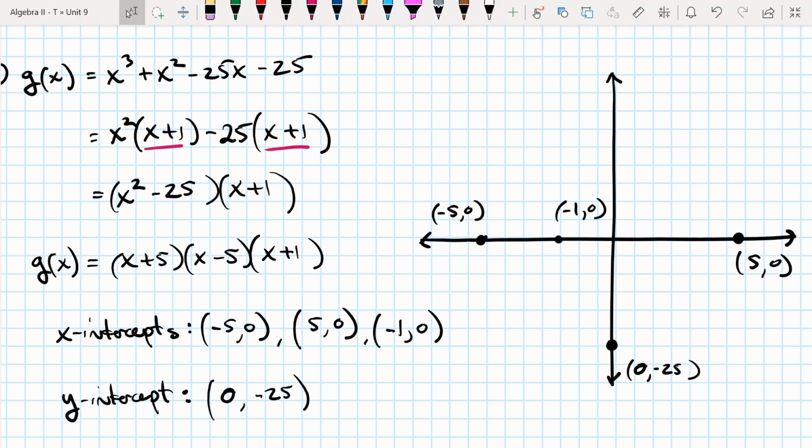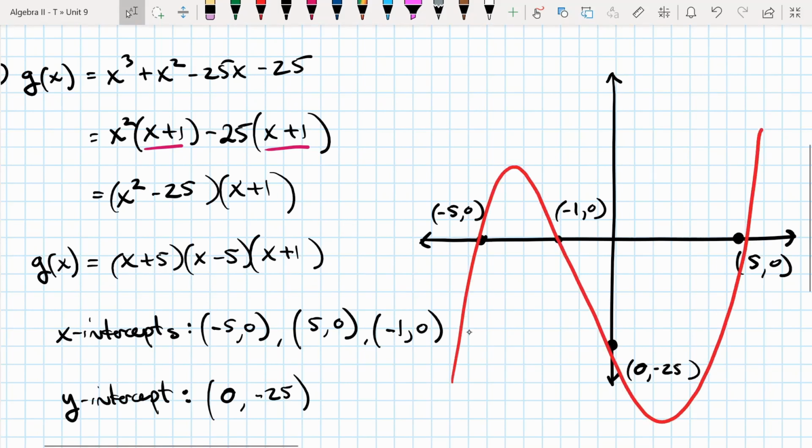Okay, now if we want to graph this, remember if it's a cubic function, it kind of has that S look to it, where the endpoints point in opposite directions, because the degree of the function is odd. So it'll look something like this. It goes up, comes back down, and then goes up.